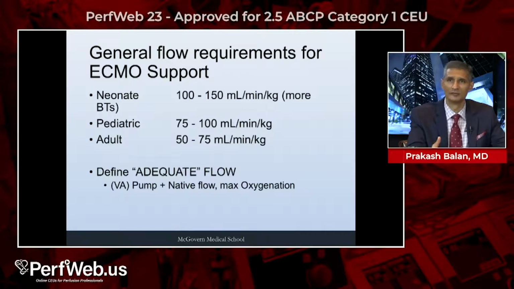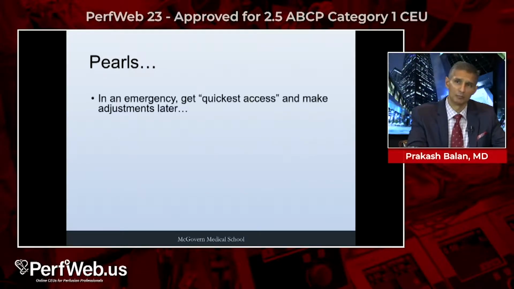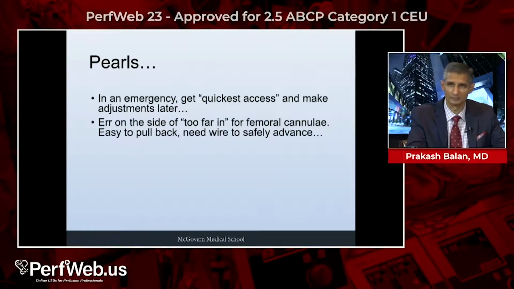In terms of goals from a flow standpoint, for an adult, you want to see 50 to 75 milliliters per minute per kilogram. Your goal, as we said, is max oxygenation using both the pump and any native flow that the heart is providing. Some pearls of wisdom that my mentors taught me: in an emergency, move quickly. You can make adjustments later.